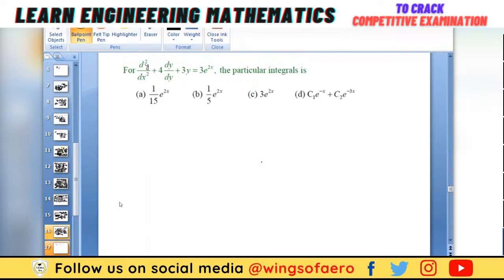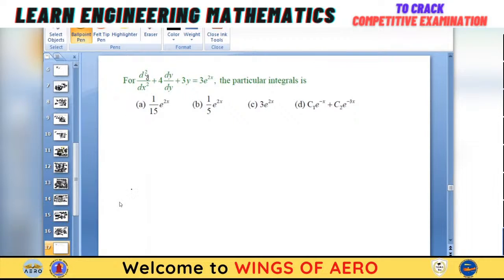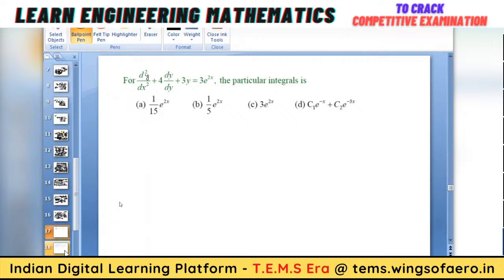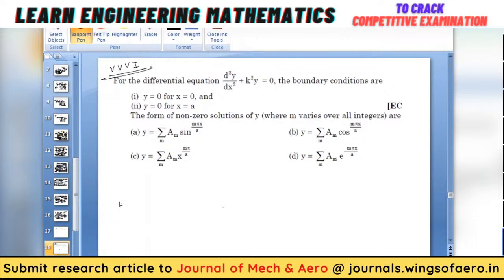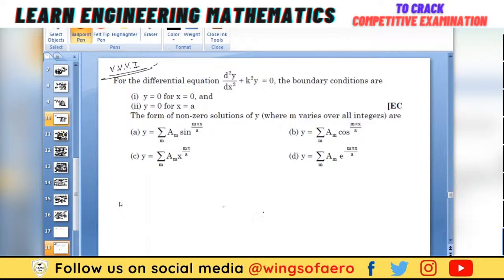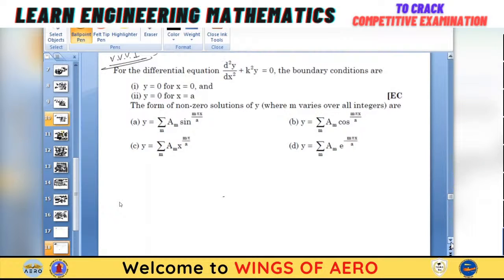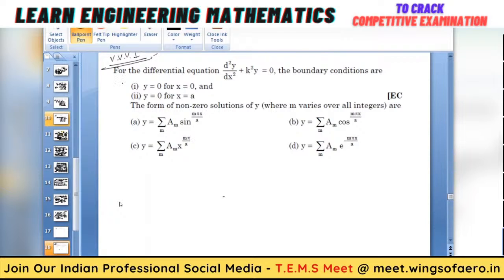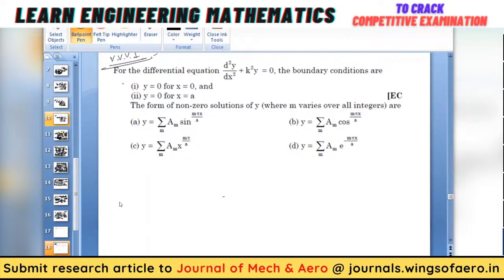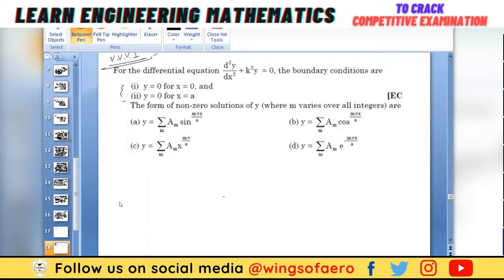Okay, particular integral. I don't have much time to discuss it because particular integral has many more rules, so I will discuss it the next day. Now solve this one, a very, very important question. Two boundary conditions are given: y equal to 0 for x equal to 0 and y equal to 0 for x equal to a. You need to solve it. It is exactly similar to the previous question, but this is a trick.